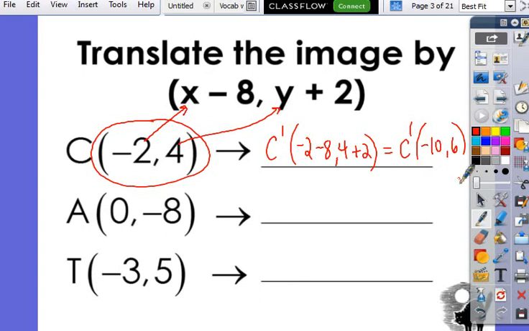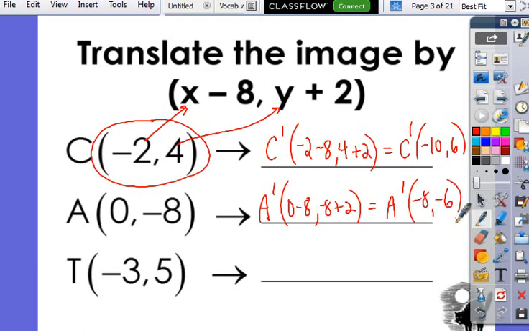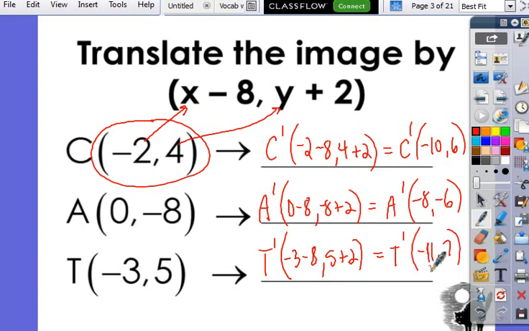All right, so for A prime, I would do 0 minus 8 and then negative 8 plus 2, which means my A prime answer is going to be negative 8, and there we go. My T prime would be negative 3 minus 8 and then 5 plus 2, which means it is going to be negative 11 and 7. Any questions or problems there?